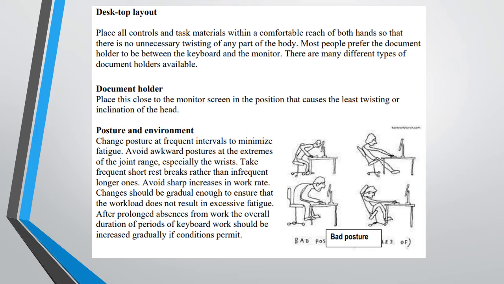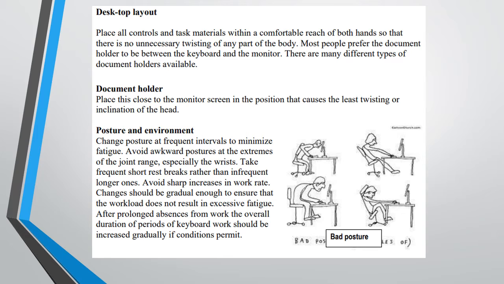Desktop layout. Please place all controls and task materials within a comfortable reach of both hands so that there is no unnecessary twisting of any part of the body. Most people prefer the document holder to be between the keyboard and the monitor. There are many different types of document holder available. Document holder: place this close to the monitor screen in the position that causes the least twisting or inclination of the head.